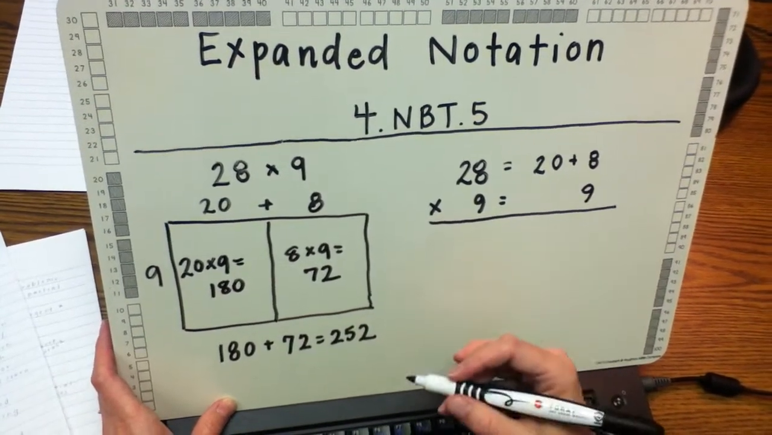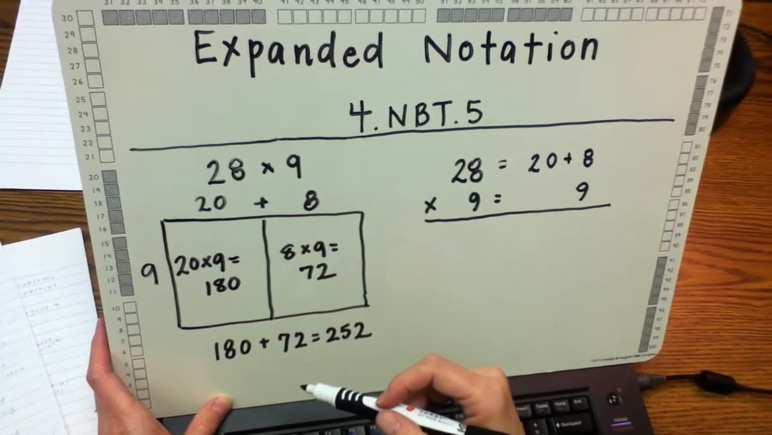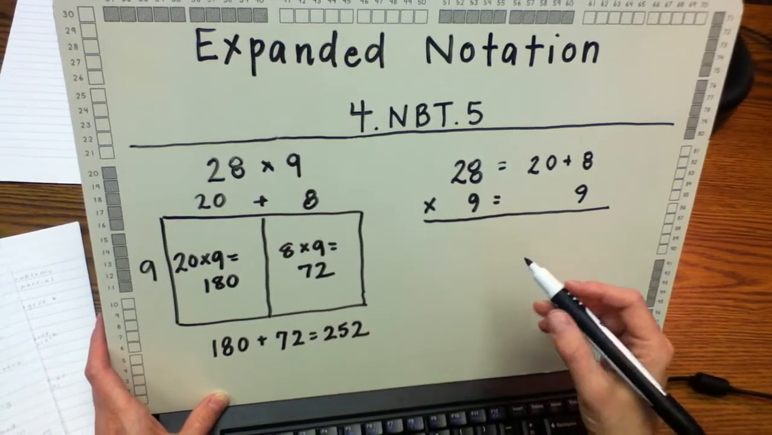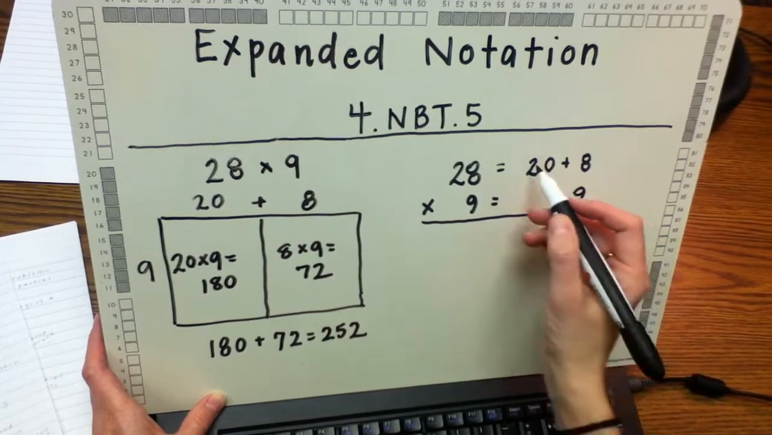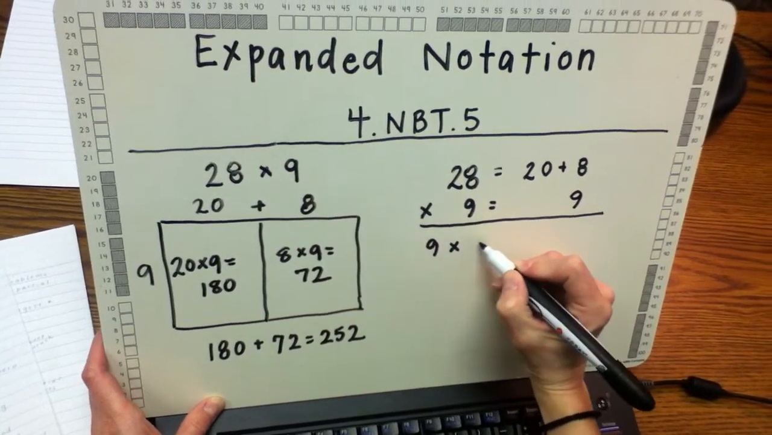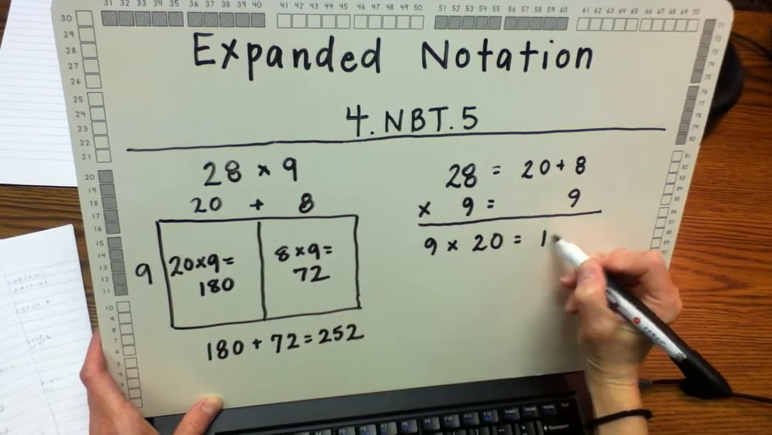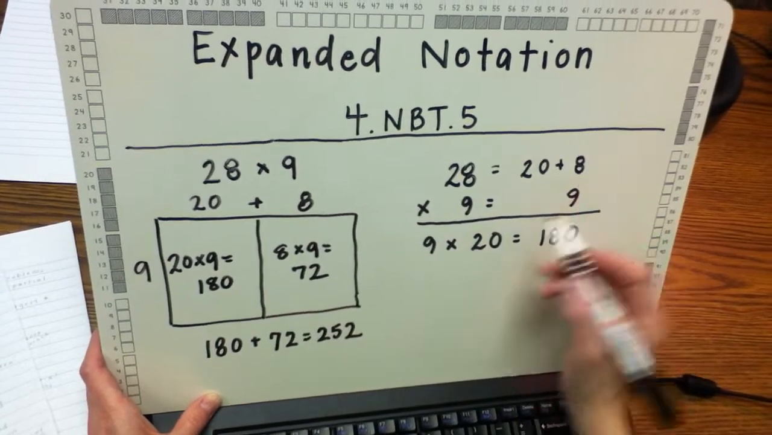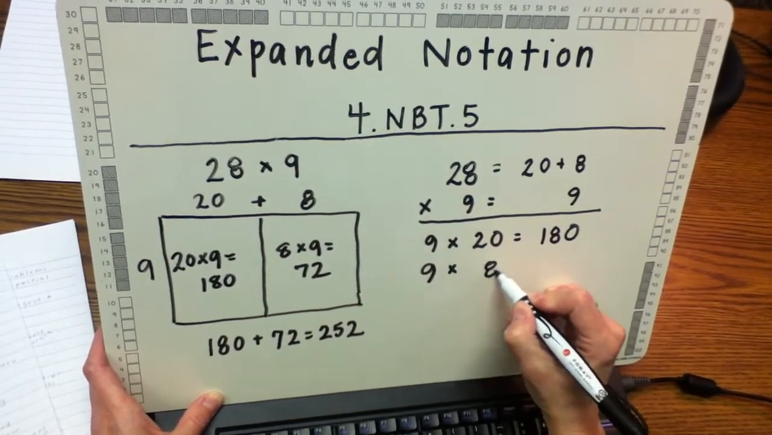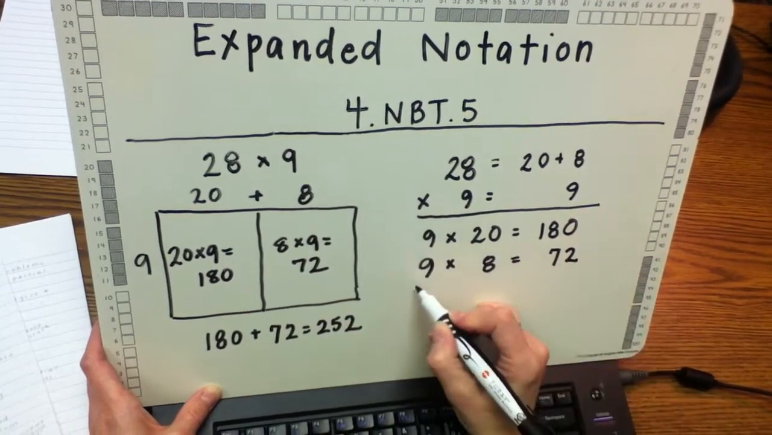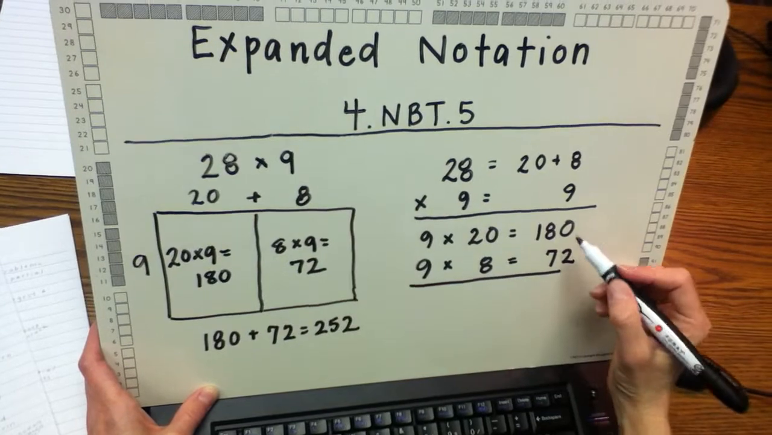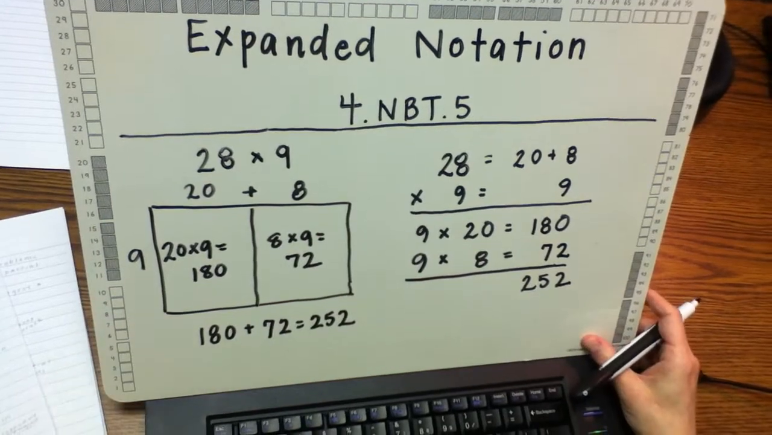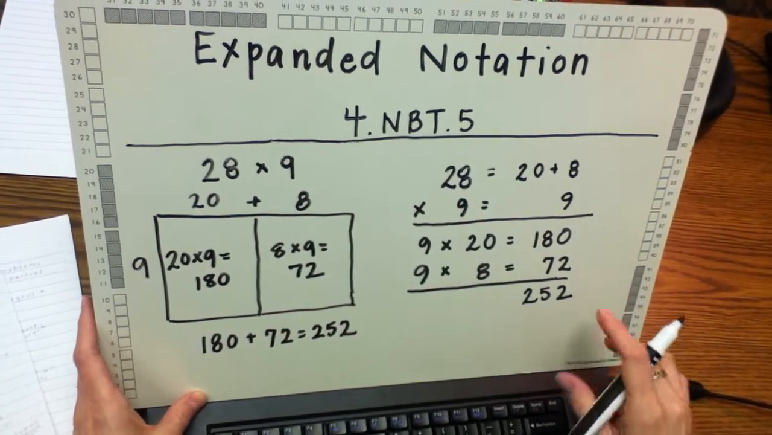And then in my area model, I multiplied each part of the 2-digit number by the single digit. And here I'm going to do the same thing, but I'm going to write it differently. So I'm going to multiply the 9 times the 20, and I'm going to write that here. And then I show my partial product of 180. And then I'm also going to multiply the 9 times the 8, and I'm going to write it right below that. And then I add my partial products again and have 252.